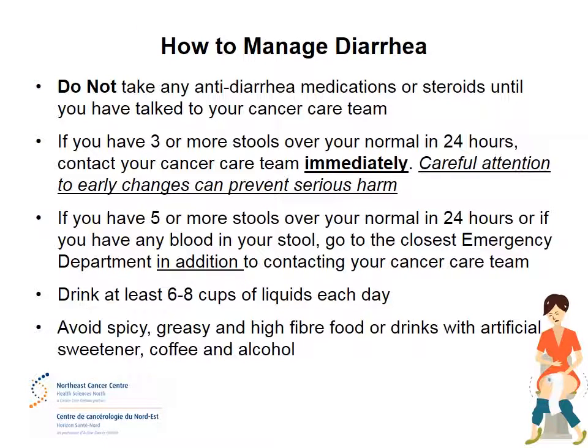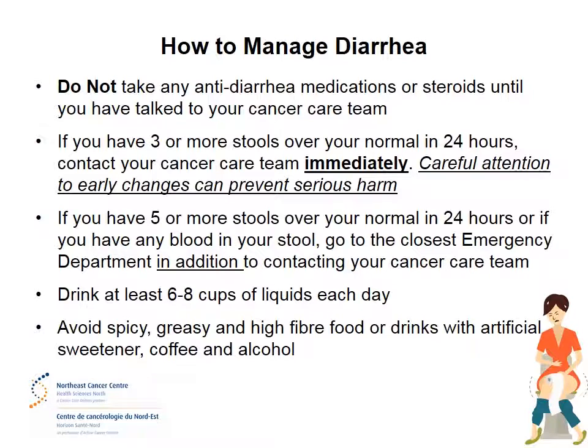Follow these guidelines for the management of diarrhea. Do not take any anti-diarrhea medications or steroids until you have talked to your cancer care team. If you have 3 or more stools above your normal amount in 24 hours, contact your cancer care team immediately. Careful attention to early changes in your bowel pattern can prevent serious harm. If you have 5 or more stools over your normal amount in 24 hours, or if you have any blood in your stool, go to the closest emergency department in addition to contacting your cancer care team.